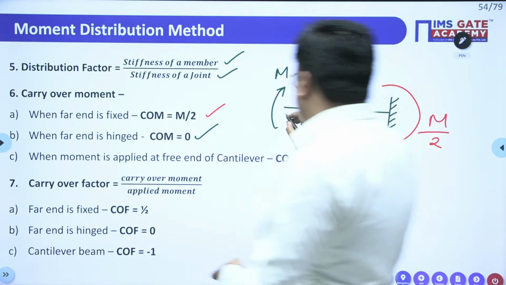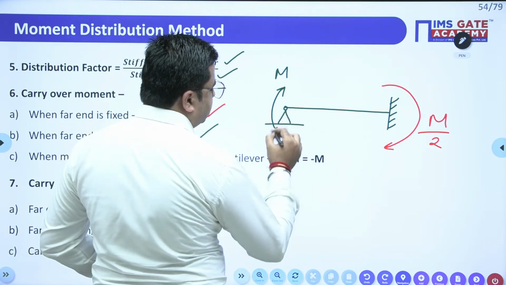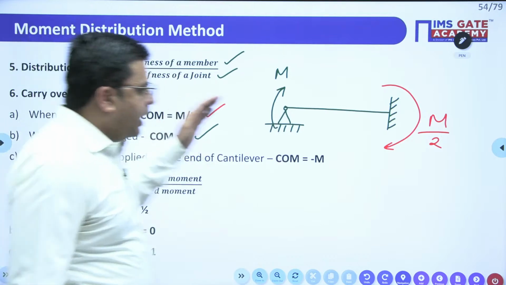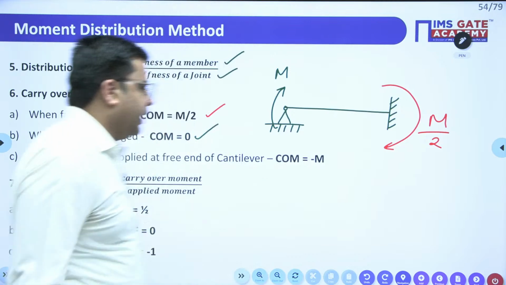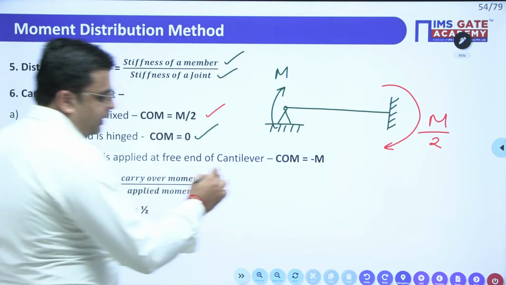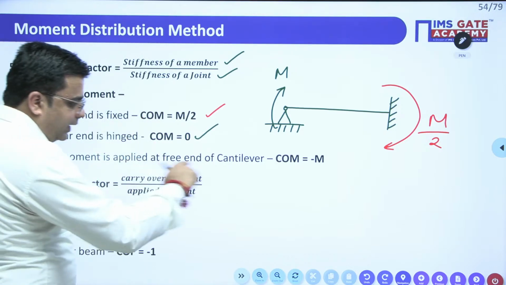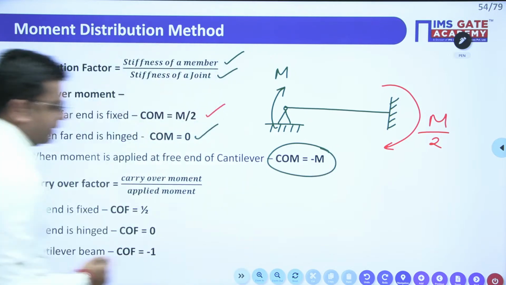This is not the cantilever beam. This is my near end, and if I apply a moment at the near end, half of the moment is transferred to the far end, right? If I apply the moment at the free end of the cantilever, the carryover moment will be equal to minus m.